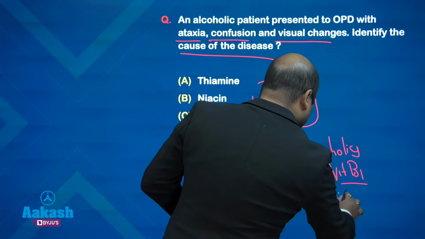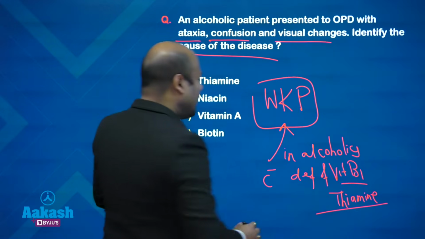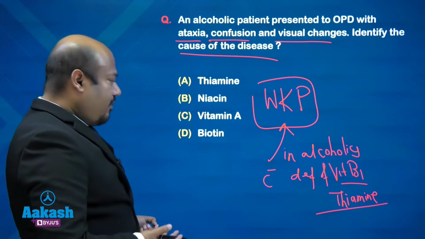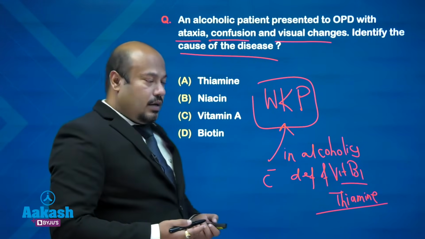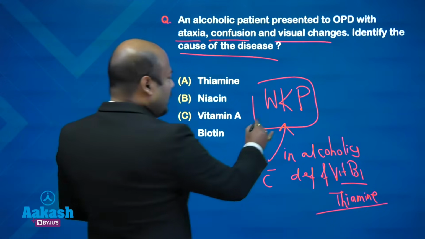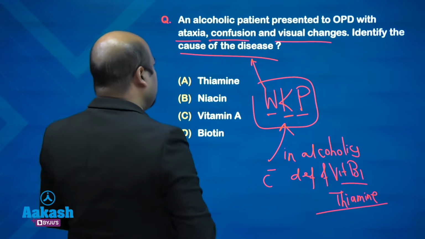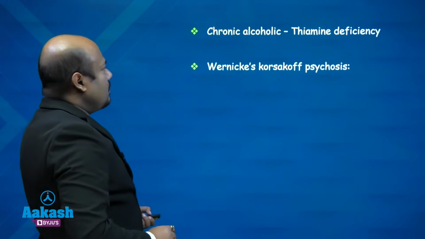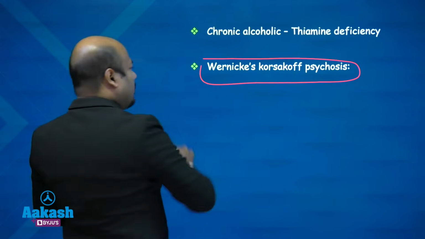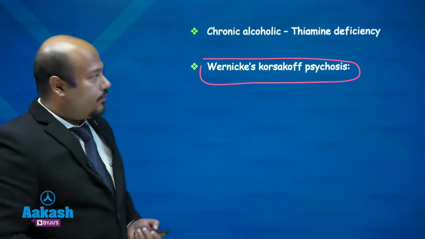And what is B1? Thiamine. Don't say thymine. Thymine is a nitrogenous base. Thiamine, okay? And vitamin B1 deficiency usually leads to beriberi. In alcoholics, it can lead to some neural disorder that is called Wernicke's-Korsakoff psychosis. So this patient has Wernicke's-Korsakoff psychosis, and here the answer is thiamine. As you can see, chronic alcoholic, thiamine deficiency, Wernicke's-Korsakoff psychosis, okay? So these sort of questions you cannot make mistake, you have to answer fast, okay?